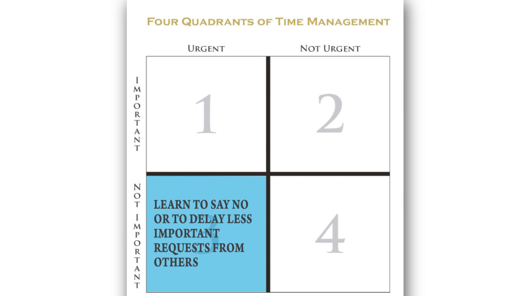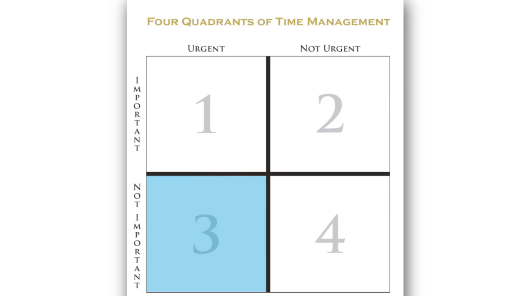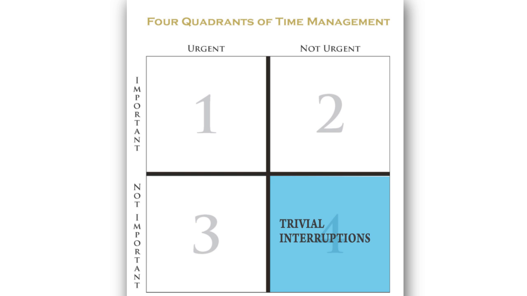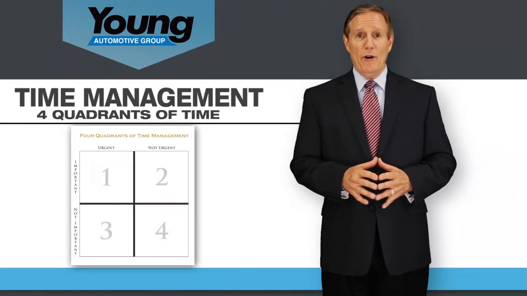As you learn to say no or to delay less important requests from others, you'll be able to get back to your Quadrant 1 and Quadrant 2 efforts. Quadrant 4 is not urgent and not important. Trivial interruptions are just a distraction and should be avoided altogether if possible. However, be careful not to mislabel things like time with your family and recreational activities as not important.